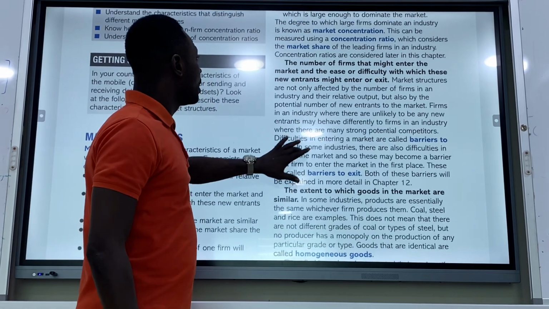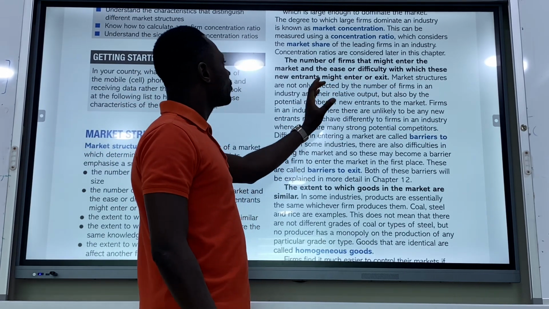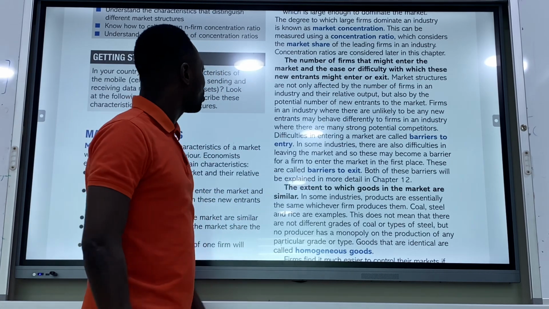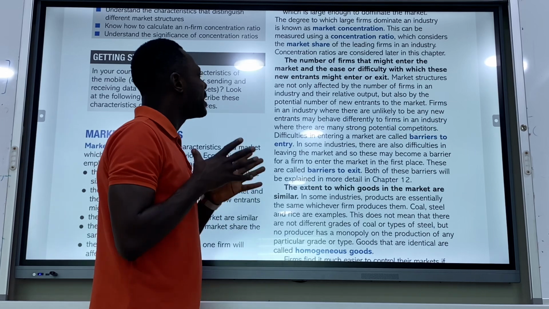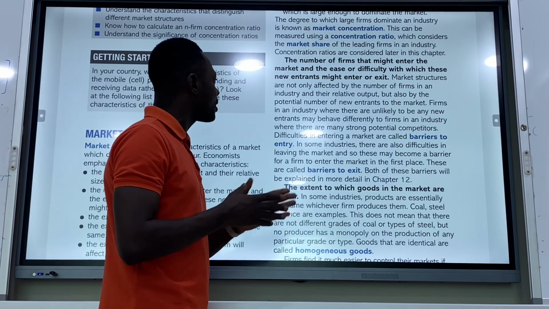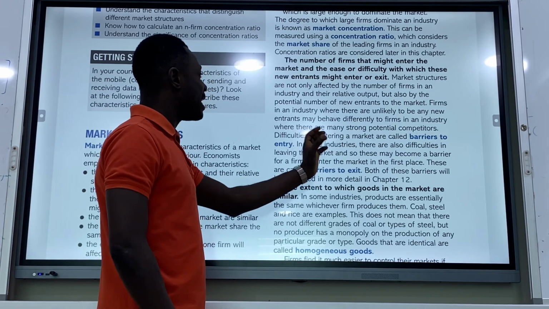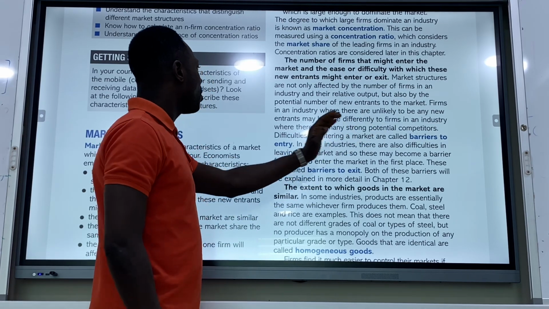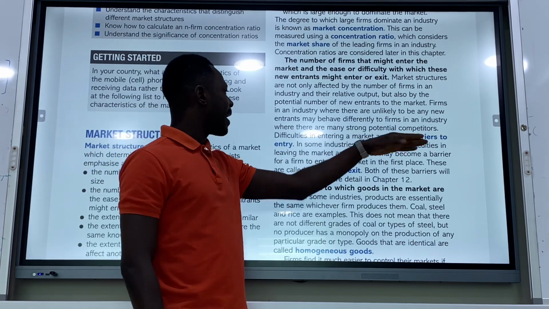Then that's about the size and numbers of firms in the industry and relative size. The second one is the number of firms that might enter the market and the ease or difficulty with which these new entrants might enter or exit. Market structures are not only affected by the number of firms in an industry and their relative output, but also by the potential number of new entrants to the market. Firms in an industry where there are unlikely to be any new entrants may behave differently to firms in an industry where there are many strong potential competitors. Difficulties in entering the market are called barriers to entry.